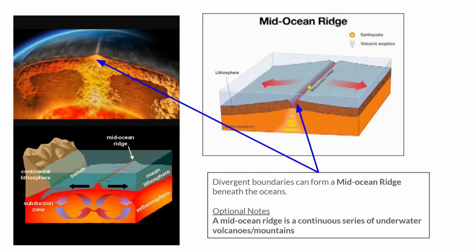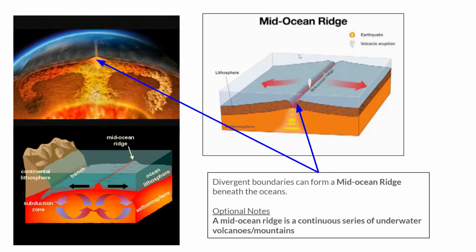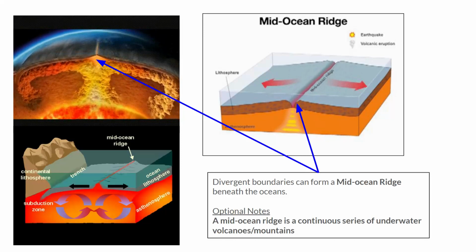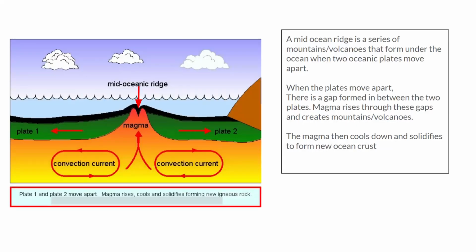A mid-ocean ridge requires the ocean to be there, so this normally happens in the ocean or beneath the ocean with two oceanic crusts. And this is another image of a mid-ocean ridge. So we have convection currents in the magma. When two oceanic crusts move apart from each other, the magma has a gap to rise up from. And at this gap, the magma rises and cools to form volcanoes and even mountains.